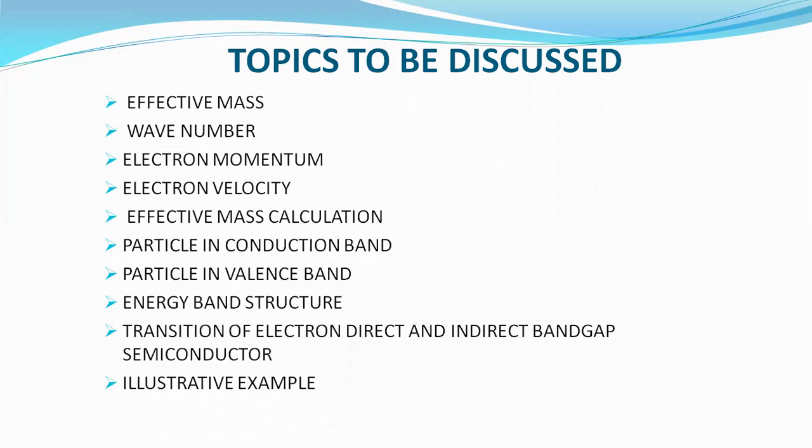Then the structure of the energy band, then energy transition of electron in direct and indirect band gap semiconductors. Then we'll go through some illustrative examples. That's what we'll discuss today.